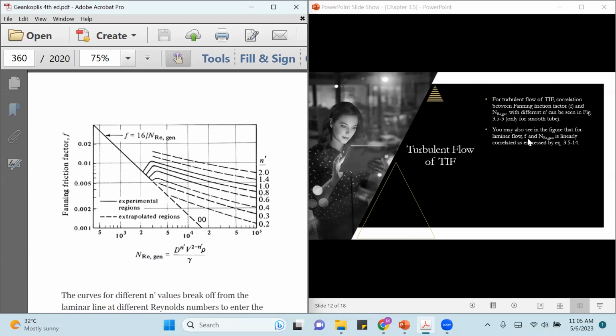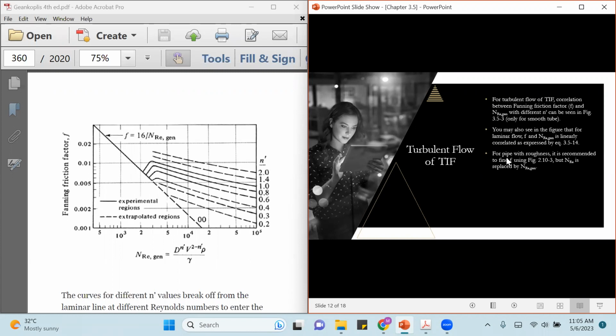Okay, so this is an emphasis. I emphasize here that from the figure we can see that the correlation between F and NRE gen is linear in laminar flow, as expressed in equation 14. Please do remember, this is an important note.